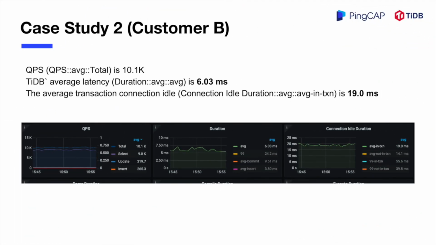Another case is from customer B. From the monitoring, we can see that the QPS is about 10,000, the TiDB average latency is about 6.03 milliseconds, and the connection idle duration is 19 milliseconds. Yes, the phenomenon behind it is similar to customer A. During the communication with the customer, we obtained some key information about the testing approach.